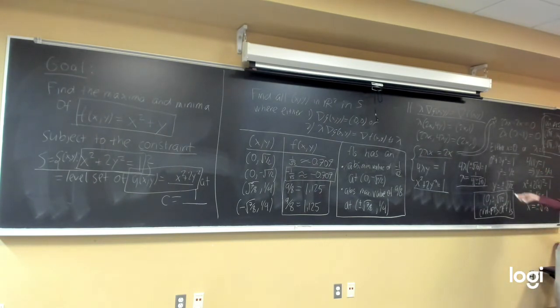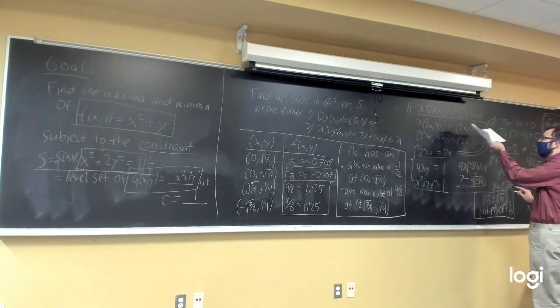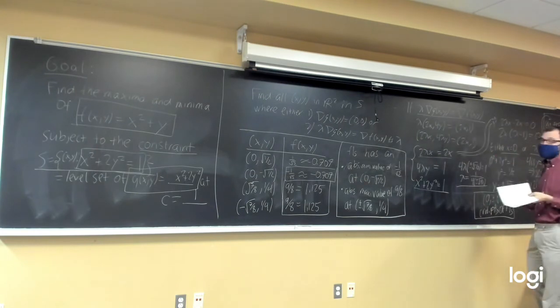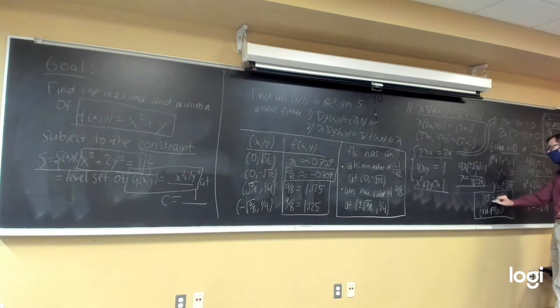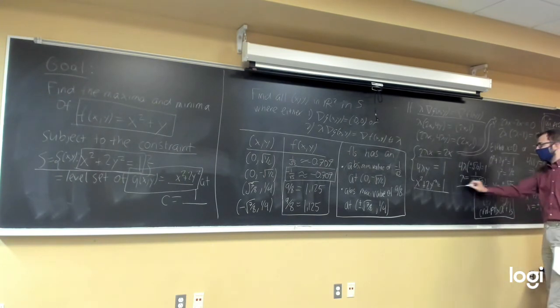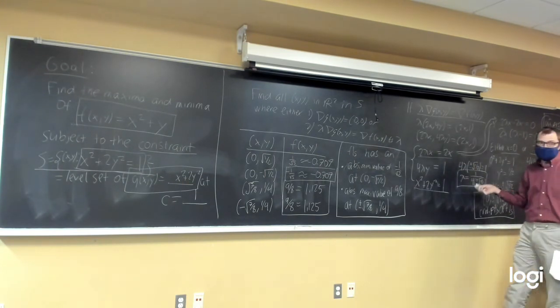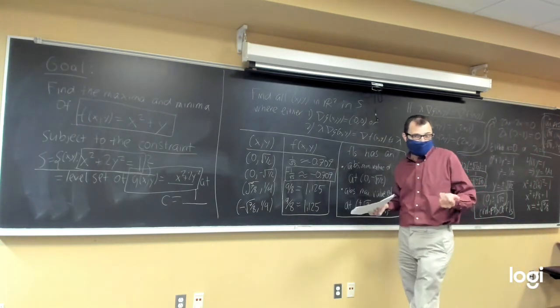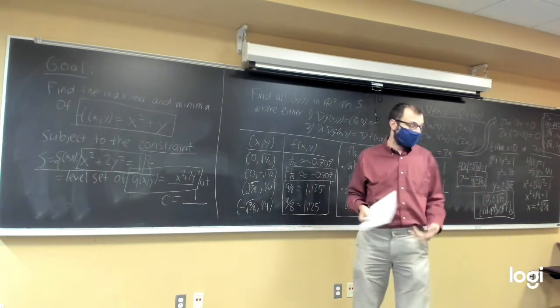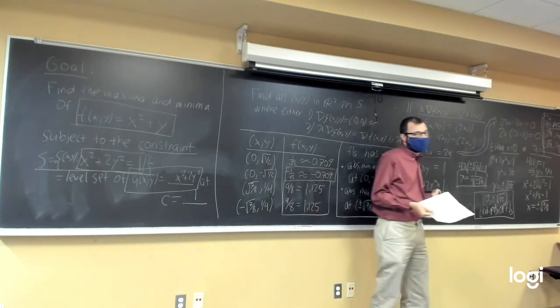But it turns out for this value of lambda, 0 comma square root of a half and 0 comma negative square root of a half will produce points such that the gradient of f and the gradient of g are going to be scalar multiples of each other. Specifically, the gradient of g at these 2 points is going to be this lambda times the gradient of f there. And so those were all 4 points in the set S. We know they were in S because they satisfied the constraint equation.